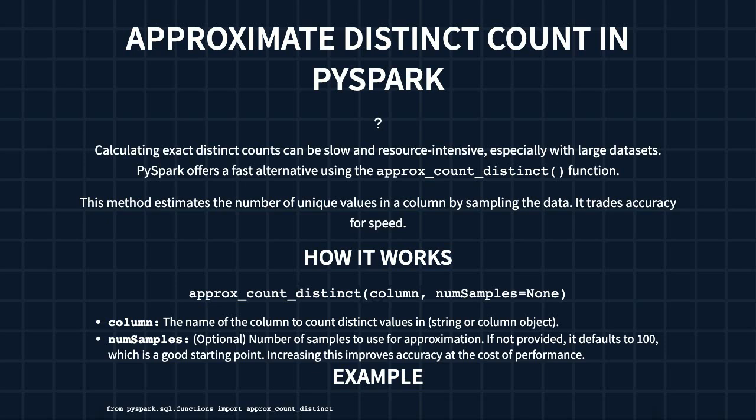The function takes one argument, the name of the column you want to analyze. You can also optionally specify the number of samples to use. More samples mean better accuracy, but they take longer. So, if you need a really precise count and your data isn't massive, go for it. But when speed is critical, approx count distinct is an excellent tool.